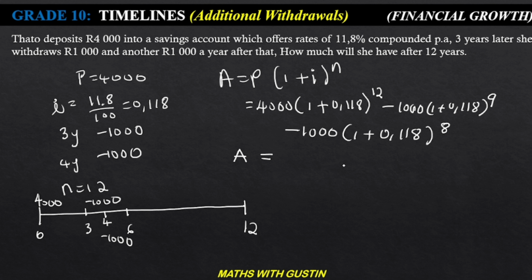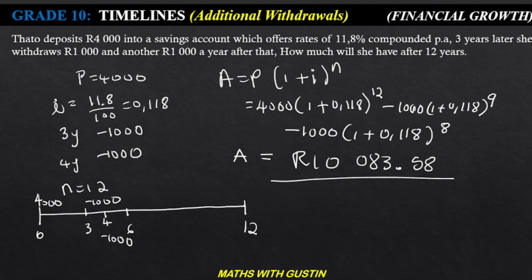Okay, so the answer that I'm getting here is 10,083.58. And this is how much money would be in the account at the end of 12 years. And that's how you would deal with a question concerning a withdrawal when an initial deposit is made into a savings account.